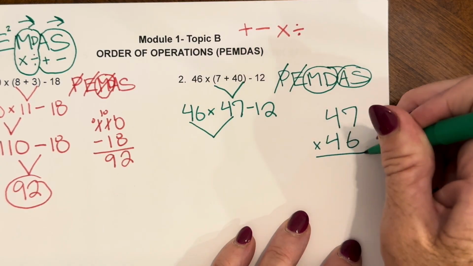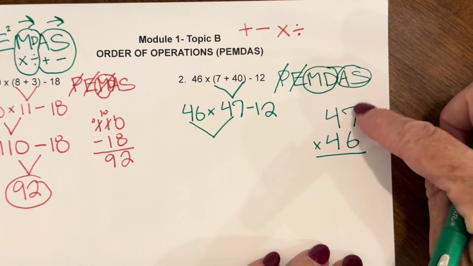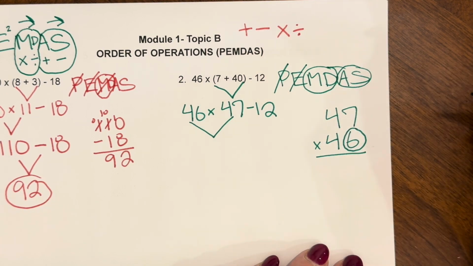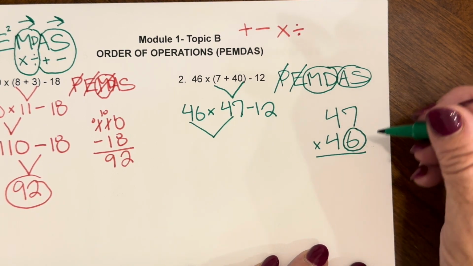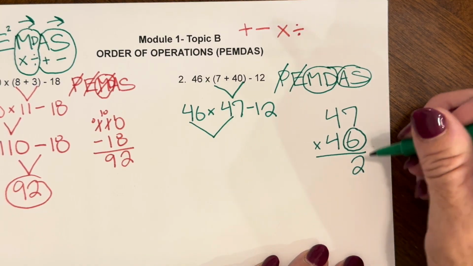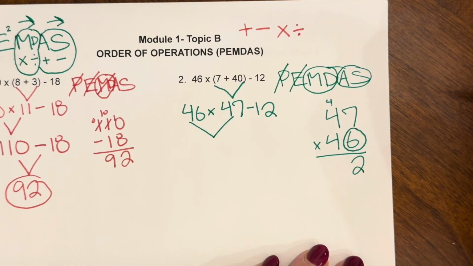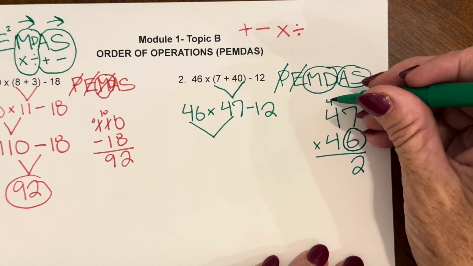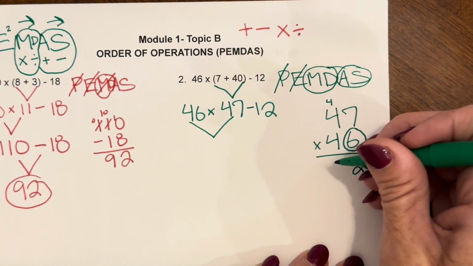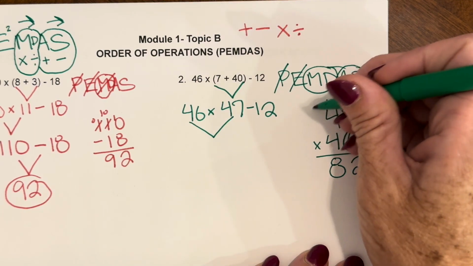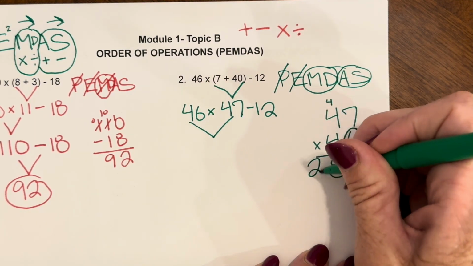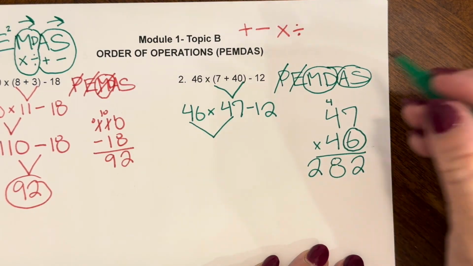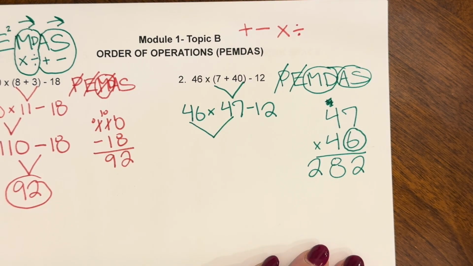47 times 46, so because they're the same length, I put the larger one on top. And we always start here. So 6 times 7 is 42. I put the 2 and carry our 4. 6 times 4 is 24. Plus 4 more is 28. So I put my 8 and go to carry my 2 and notice there's nowhere to carry it. So I bring it there. Okay, since we're done with our 6, let's cross that off.